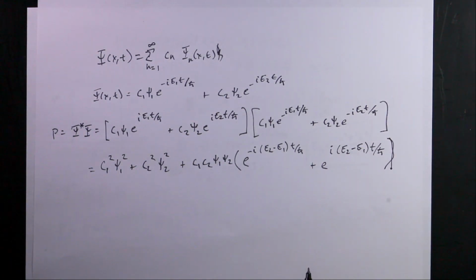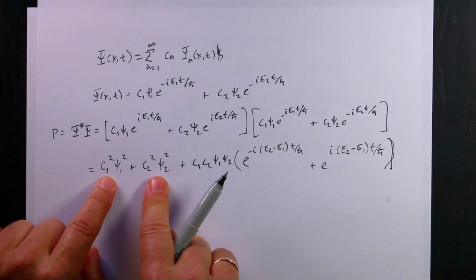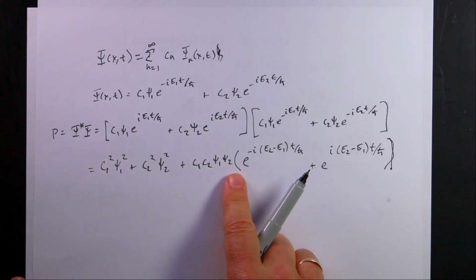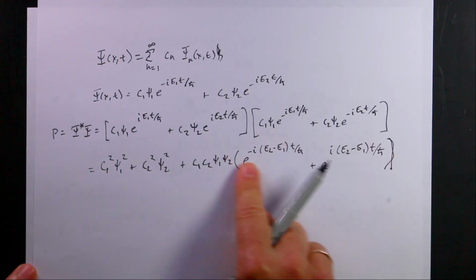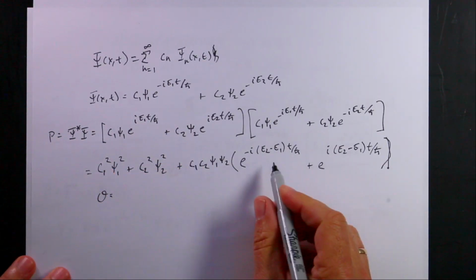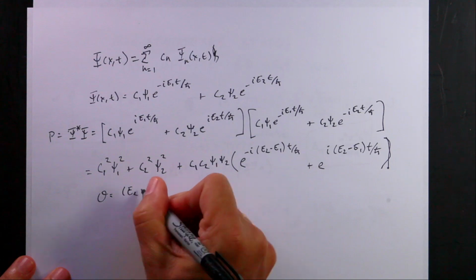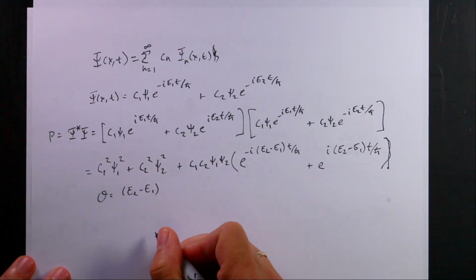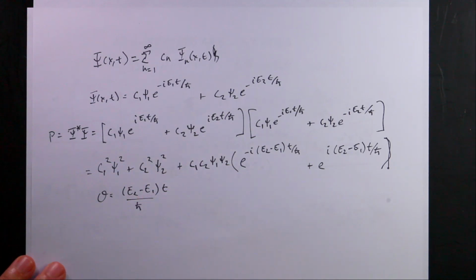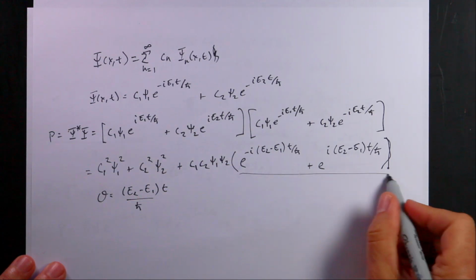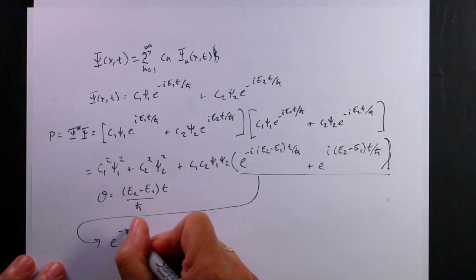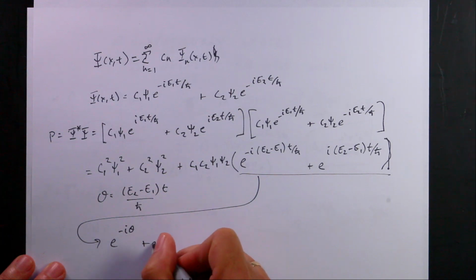Okay. So I have the stuff that I expect, that's easy to deal with, and then I have the cross terms, and they're not difficult to deal with. But let's rewrite this as something a little bit simpler. I'm going to say theta is equal to E2 minus E1 times t over h bar. In that case, I want to simplify this term right here. That's going to become e to the minus I theta plus e to the I theta.